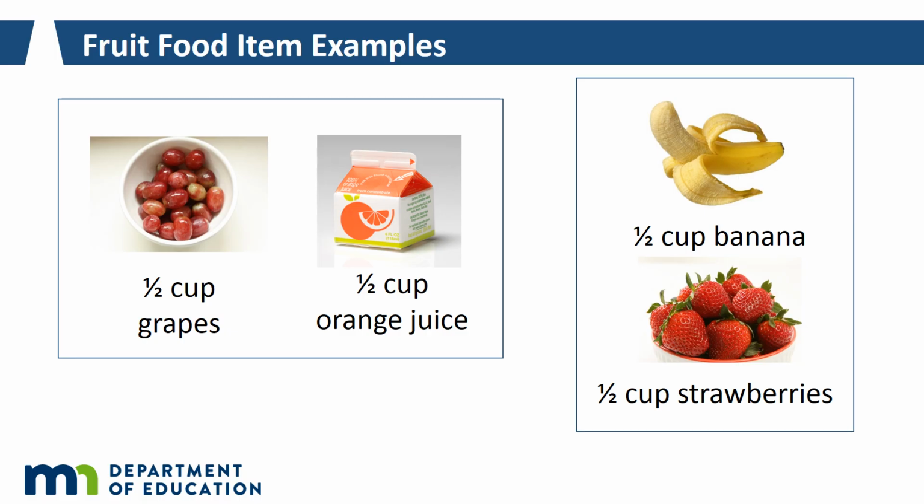Here are some examples of offering the 1 cup of fruit requirement as 2 different food items. On the left side, we have a half cup of grapes and a half cup of orange juice. And on the right side, we have a banana, counting as a half a cup, and a half cup of strawberries.